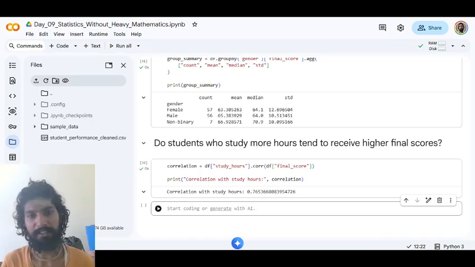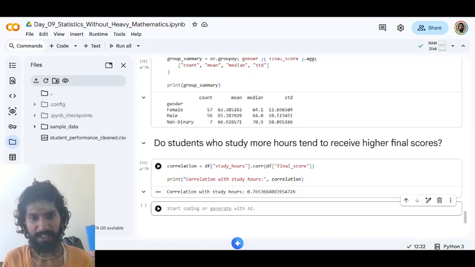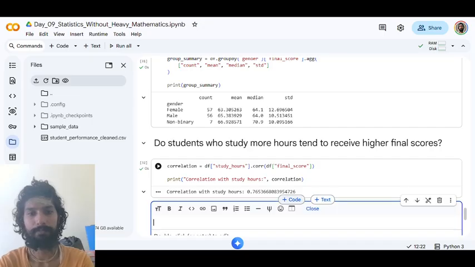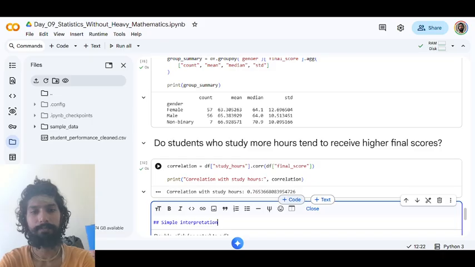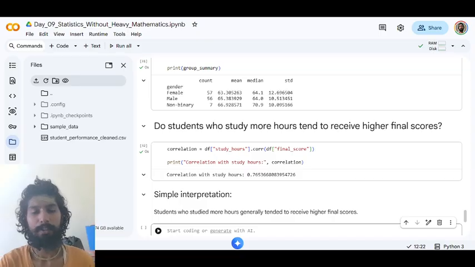Suppose the result is correlation with study hours is 0.76. A simple interpretation would be: students who studied more hours generally tended to receive higher final scores. So this is a simple interpretation. Notice the words generally and tended. We are not saying that every student who studies more will definitely score higher.